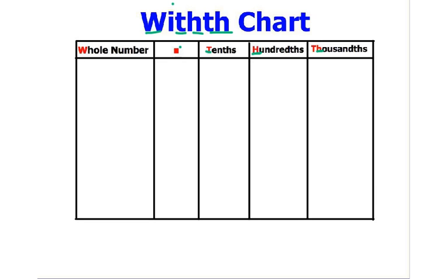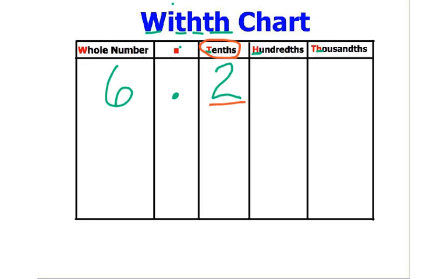So, let's say our whole number is 6, then our decimal point, and if I had a 2, I would say 6 and 2/10. Wherever my number ends up in my decimals, that is the word that I would say. And that's how we got 6 and 2/10.